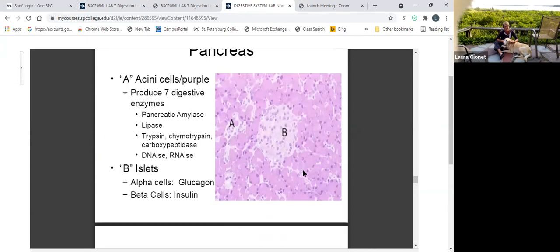Then we have the pancreas, lovely picture. B is that islet of Langerhans. And then A is referring to the darker pink purplish cells outside of the islets of Langerhans, the acinar cells. They produce digestive enzymes, seven digestive enzymes, and bicarbonate.